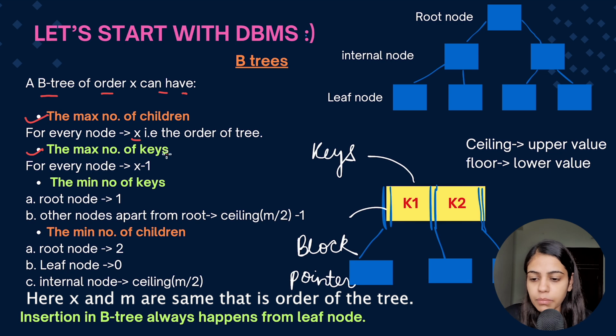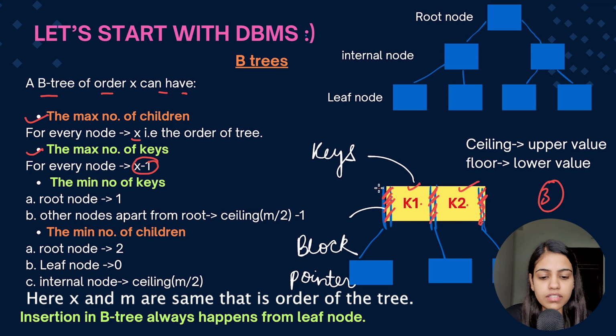Now coming to the maximum number of keys. The maximum number of keys for every node is x minus 1. Now why is it x minus 1? Consider here the keys are provided, k1 and k2, and here we have provided the block pointers. At max, I am saying that this particular tree can have only 3 children. So we'll have 3 block pointers, 1, 2 and 3, and here you can see that we have only provided 2 keys because there are 3 block pointers. So we can say the number of block pointers is the maximum number of children the node can have, or the order of the tree, and the number of keys is order minus 1, that is x minus 1.